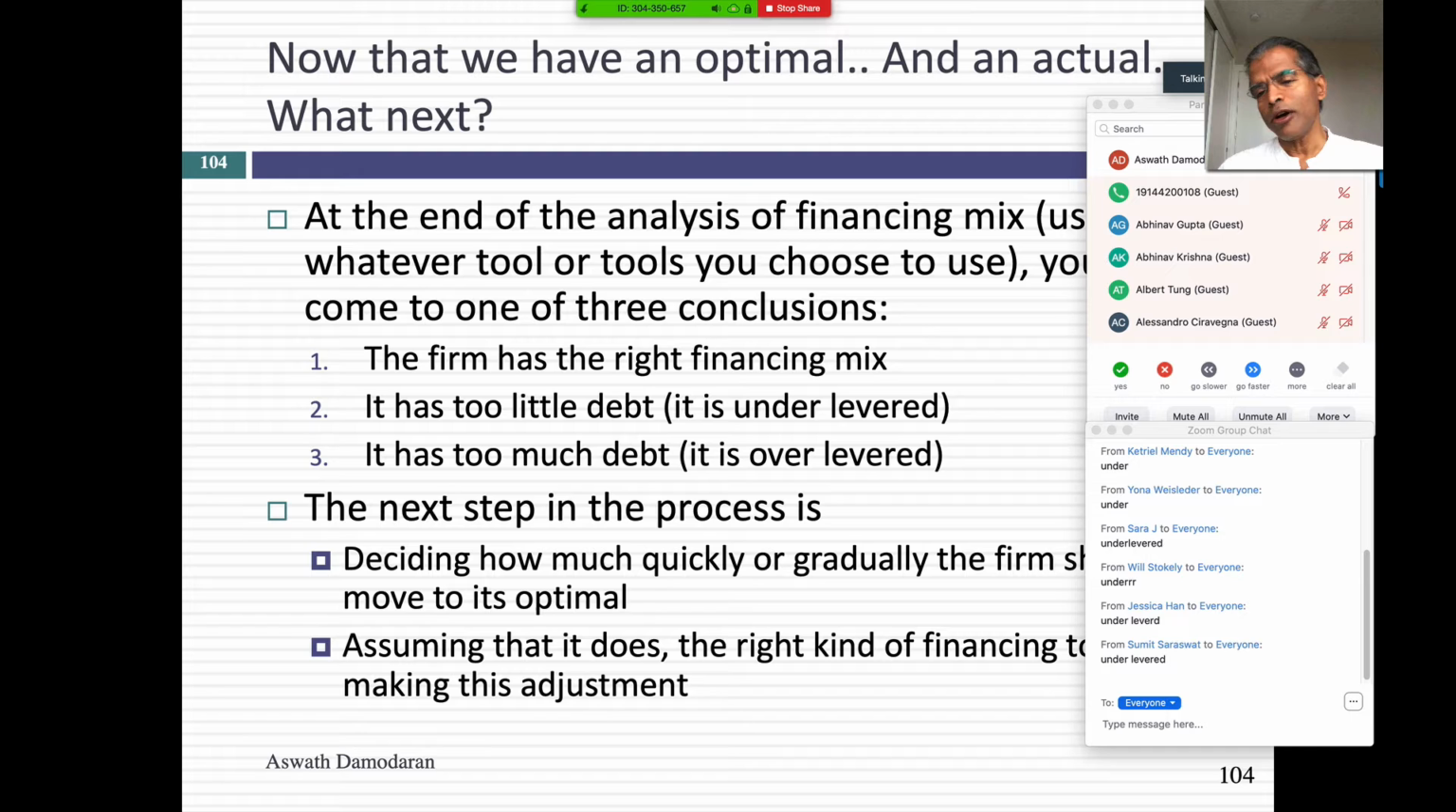You see, what if my firm has the right debt ratio? Remember the Hippocratic Oath? Do no harm. If your company is actually doing the right thing, don't feel the urge to tell them to do something different.